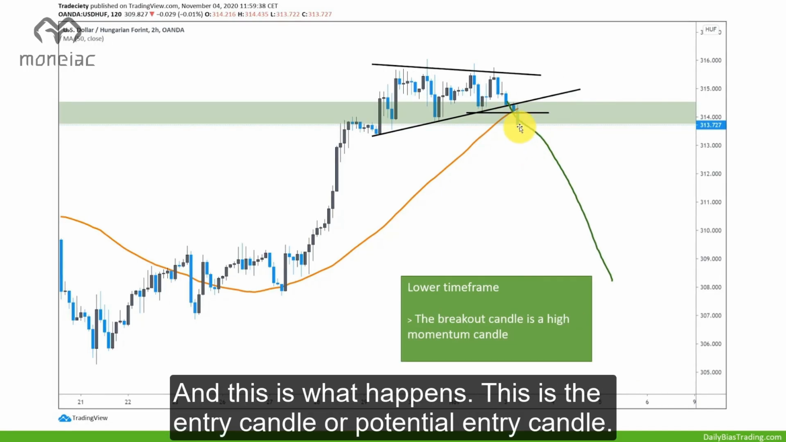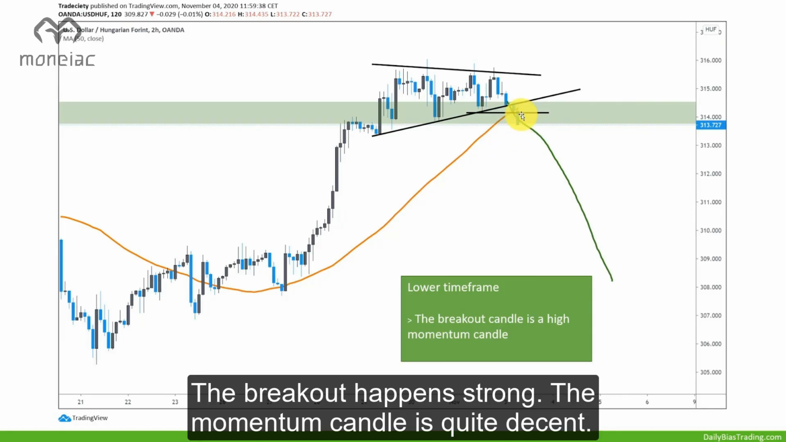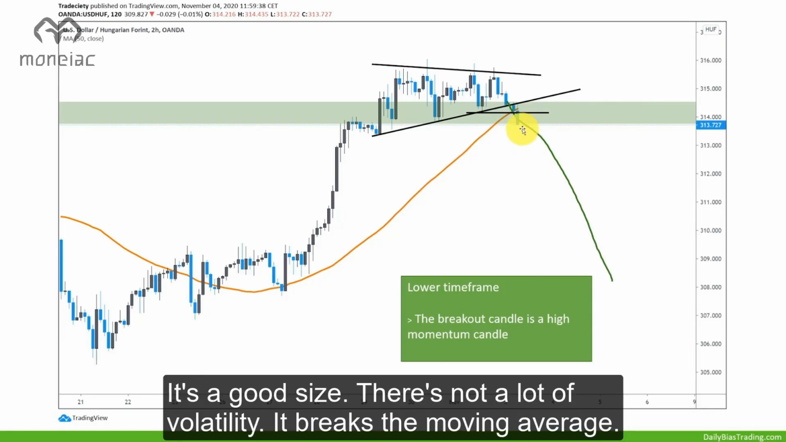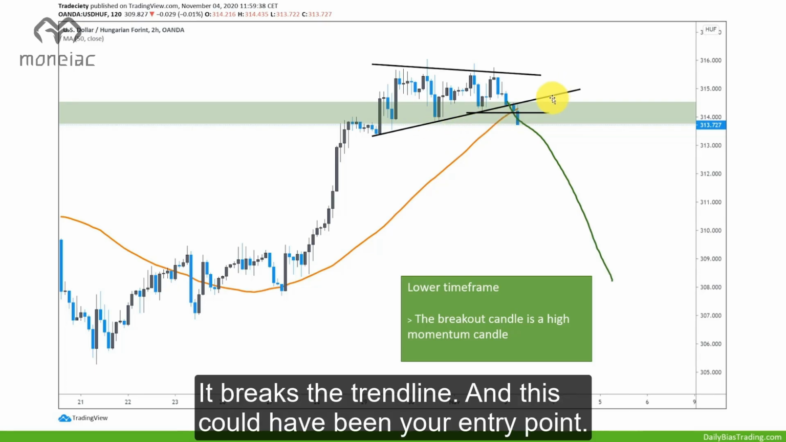This is the entry candle or potential entry candle. The breakout happens strong. The momentum candle is quite decent. It's a good size. There's not a lot of volatility. It breaks the moving average. It breaks the trend line. And this could have been your entry point.